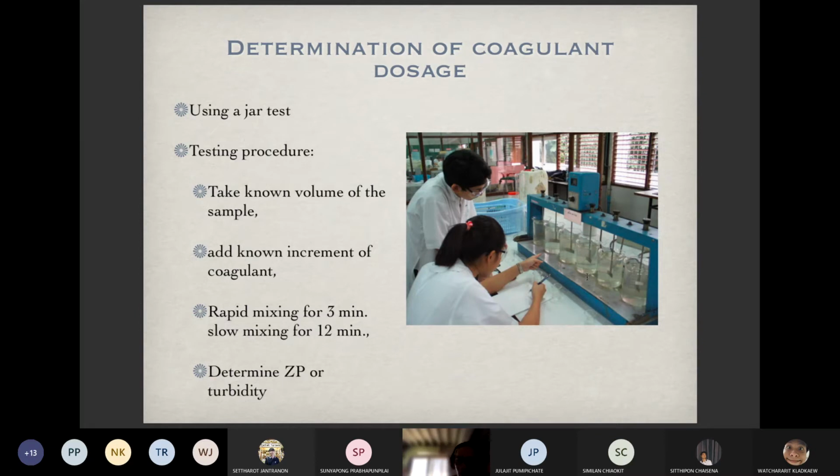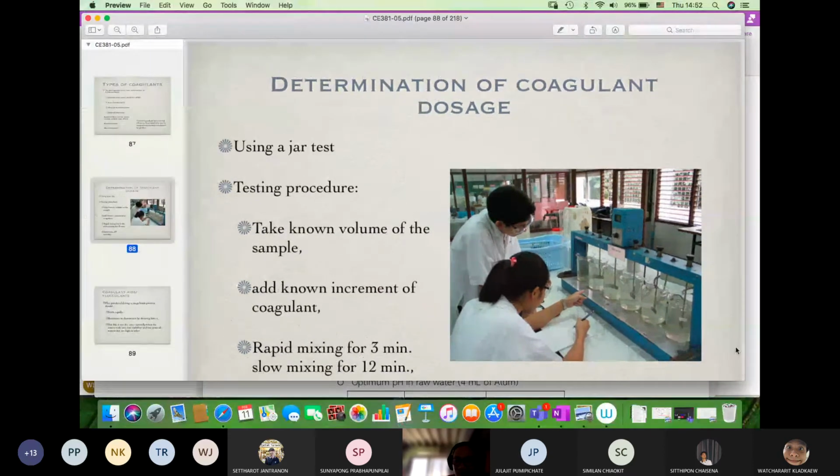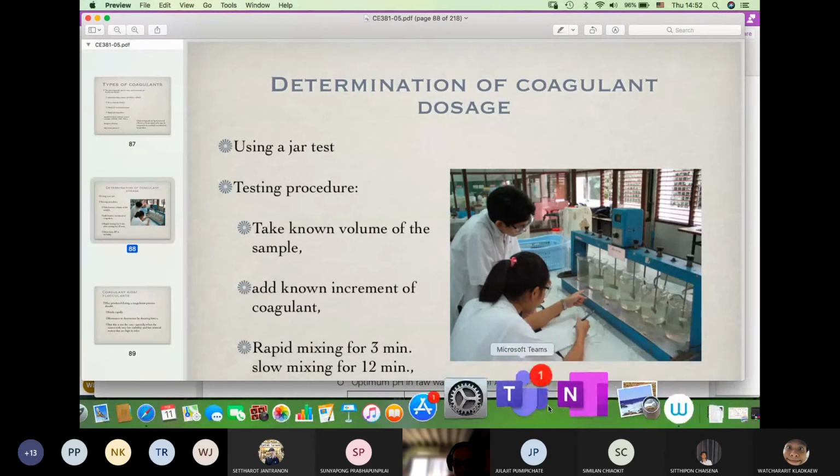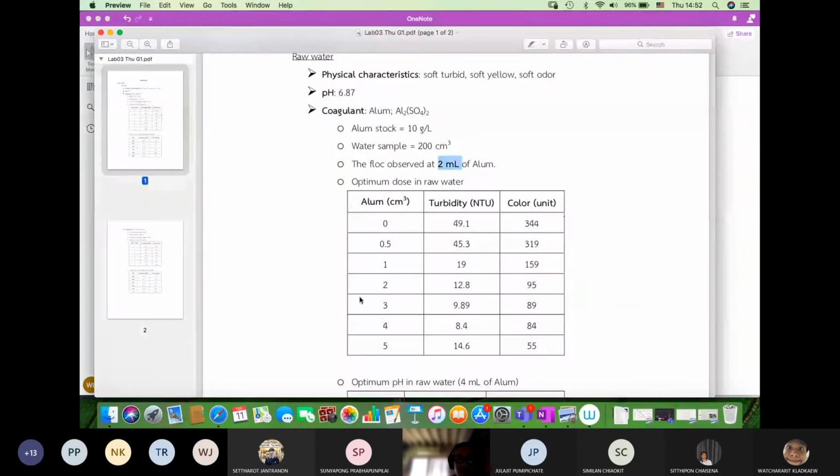After that, we only take the supernatant. We only take the clear liquid from the top of each jar to measure the turbidity and color. That is why the results come like this. So after doing the experiments for 45 minutes, we take the supernatants to measure the turbidity and color. And then these are the results.